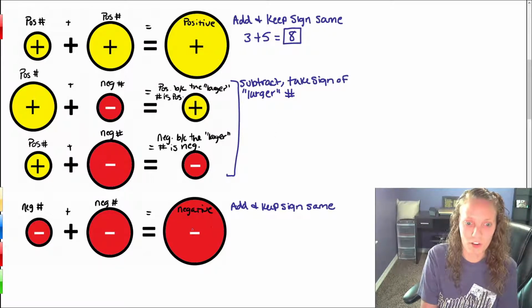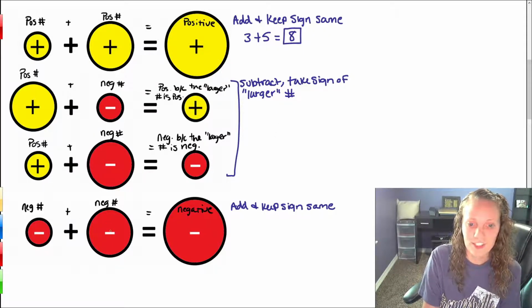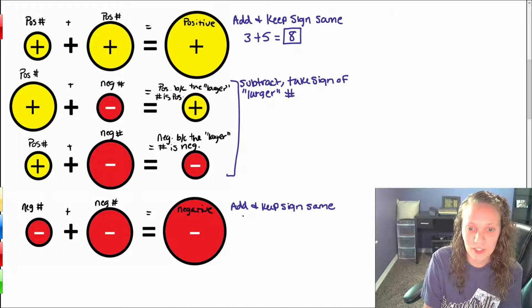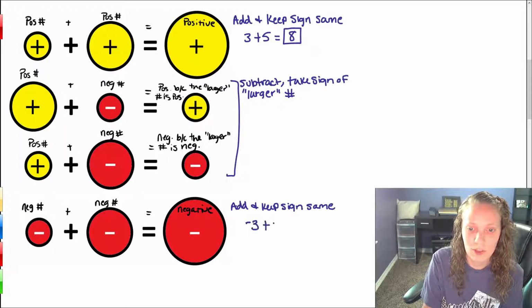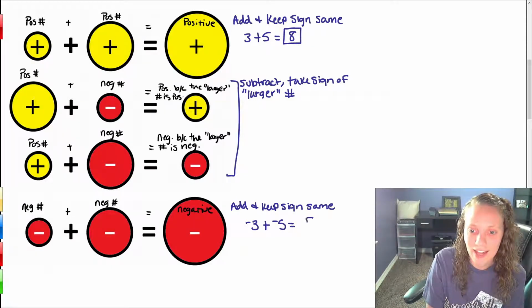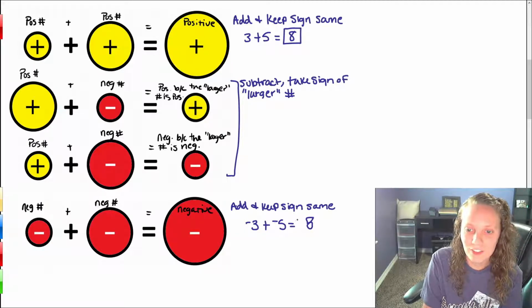Let's jump to the bottom. Both of these are negative. These are the same sign. So again, we are going to add and keep the sign the same. -3 plus -5. 3 plus 5 is 8. And since both numbers are negative, our answer is going to stay negative.